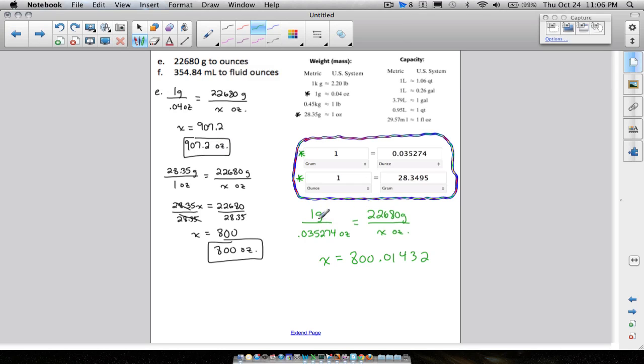Down here we did 1 gram over 0.035274 ounces. Very similar, except we rounded too early, but we got it off the table. But look how much that answer changed. Instead of it being 907.2, we now have 800.01432 ounces. Look how much closer that is to this number. So let's use this one down right here, and let's see if we get something close to 800.